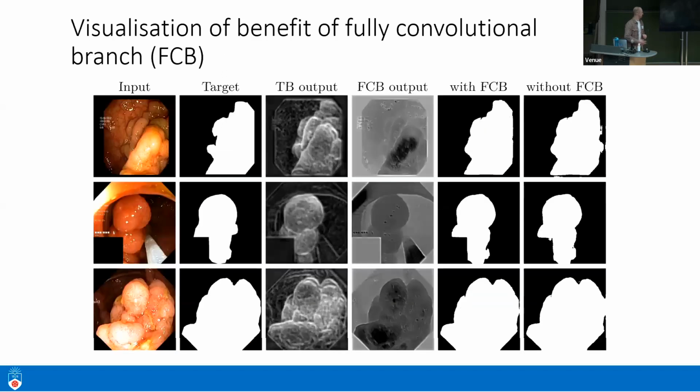So finally, I just thought it's quite nice to visualize this method and see what these components are doing. So essentially, of course, we have the input and the target in the first two columns. Then we have the average feature map of the output of the transformer branch in the third column, and then we have the average feature map of the output of the fully convolutional branch.